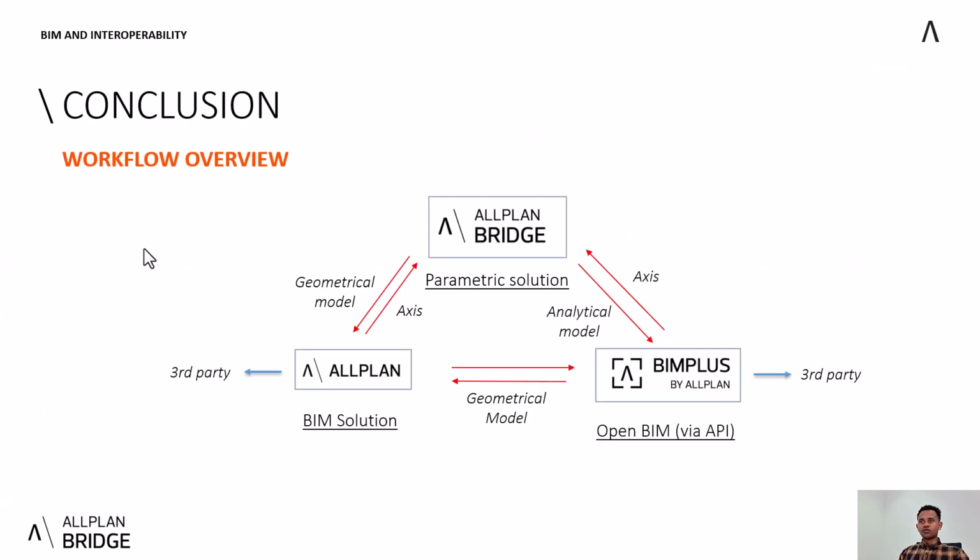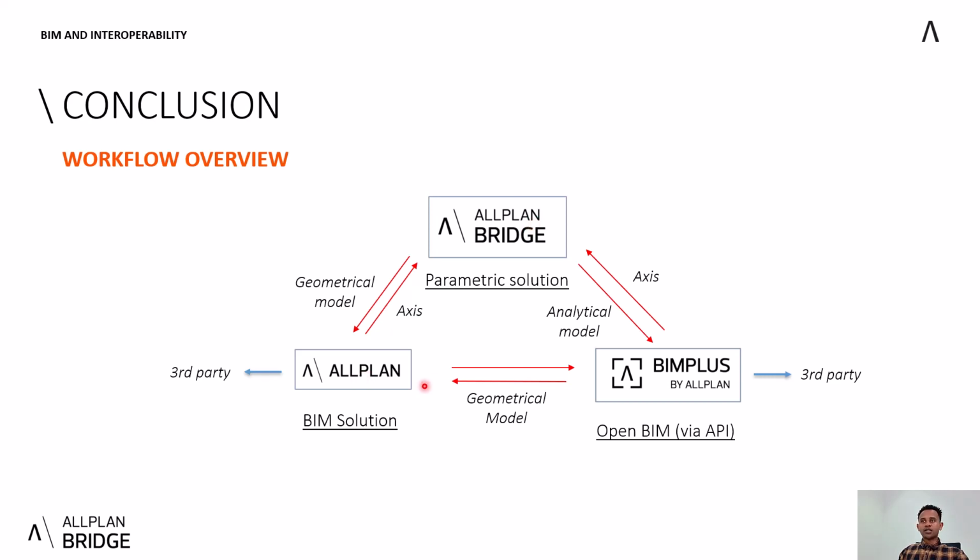So coming to the conclusion, here we can use any of the products. And if I change one second to the cursor, here we have the Allplan BIM authoring solution, and we have BIM Plus, a cloud solution, which has an openBIM or an open API. And here we have Allplan Bridge, which is a parametric BIM solution.